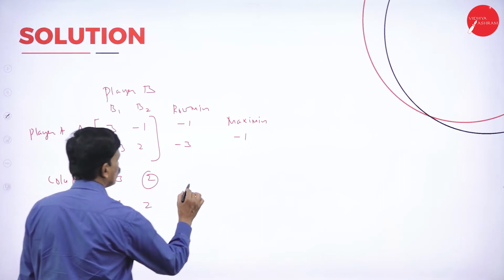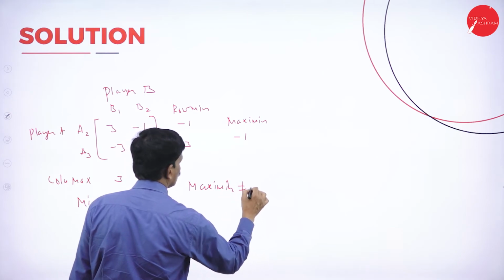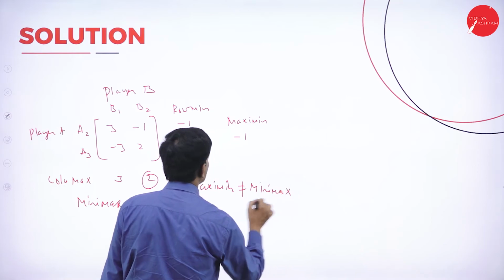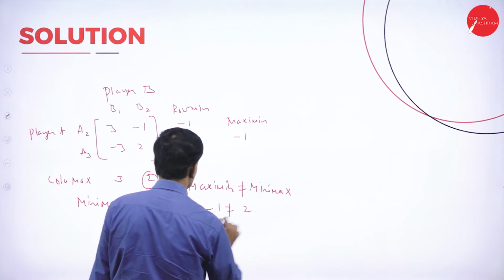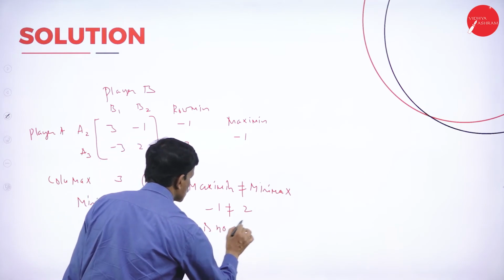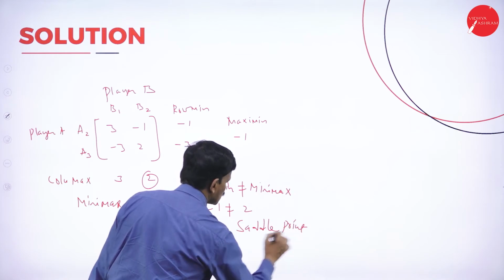See here, maximin is not equal to minimax. That is, maximin is minus 1, which is not equal to 2. So therefore there is no saddle point. Saddle point does not exist.